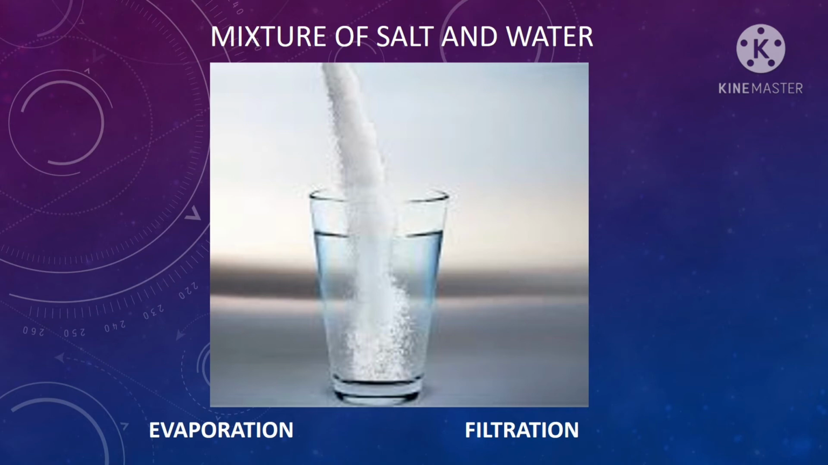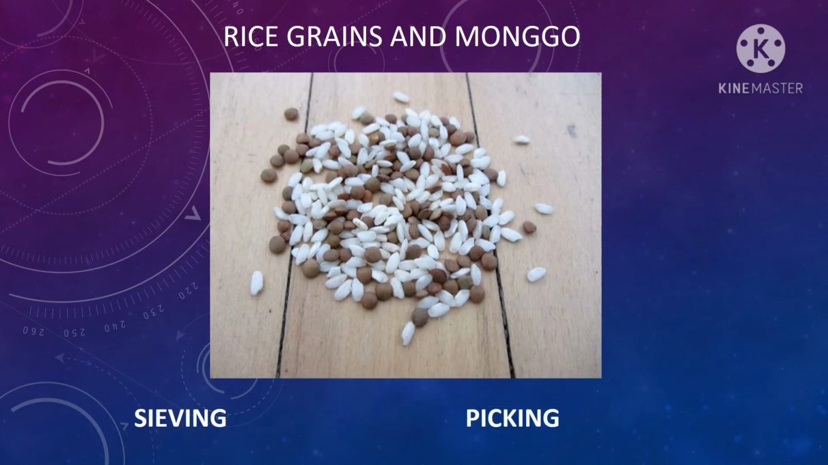How about rice grains and mongo? How are you going to separate them? Are you going to use sieving or are you going to use picking? Great, you're correct. The process you're going to use is picking.